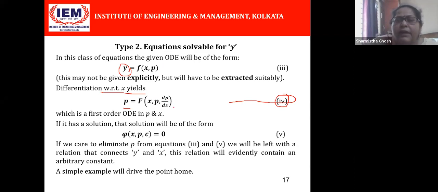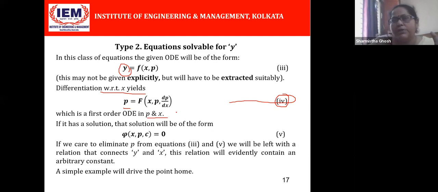I cannot get any (dp/dx) whole square or something like this. So therefore, this will be not only a first order, but a first order, first degree equation. And then we are going to solve this as usual, as we know how to solve. Okay, so the solution, now see, I am having an equation in x and p. So the solution will contain what? The solution will contain again x, p, and a constant of integration.